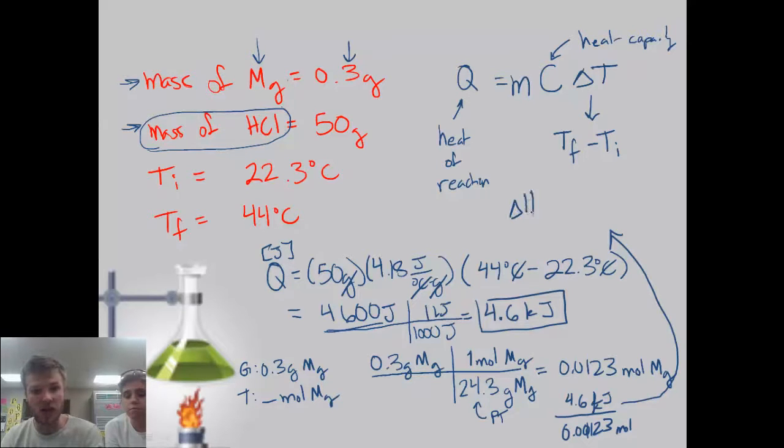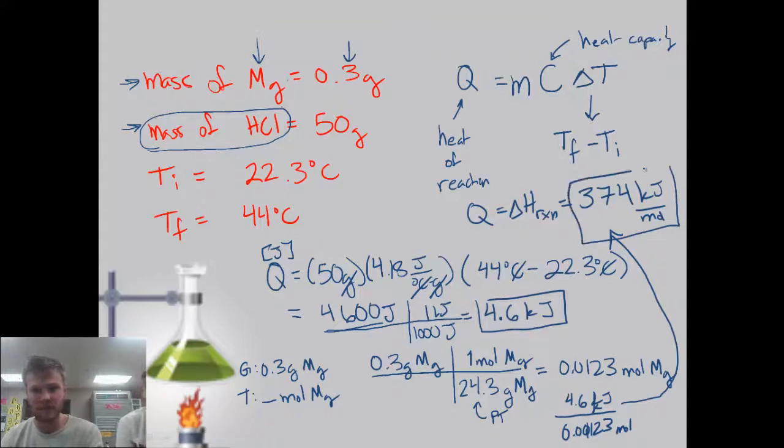So for my delta H, or heat of reaction, or enthalpy, I get 374 kilojoules per mole. Then we went online and looked at the real heat of reaction. I think it was like 442. So we're actually fairly close. Pretty close, but there's something wrong with our answer.